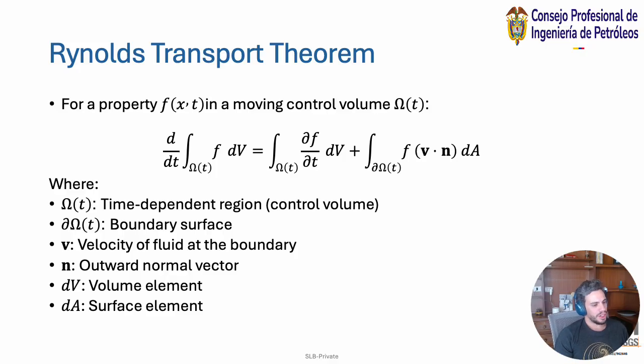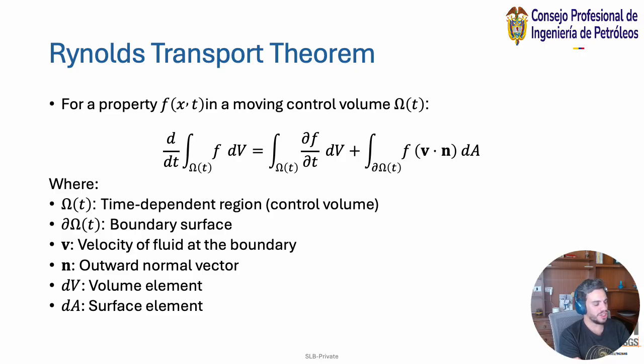So another important concept is the Reynolds transport theorem. So let's go down the slide. This is for a given property f of x and t in a moving control volume omega of t. We can write this equation and we'll go through it.